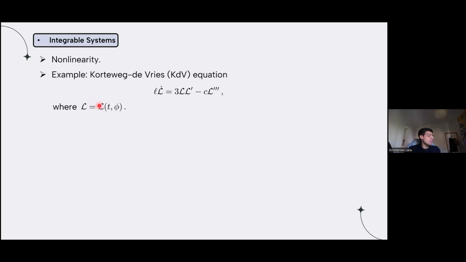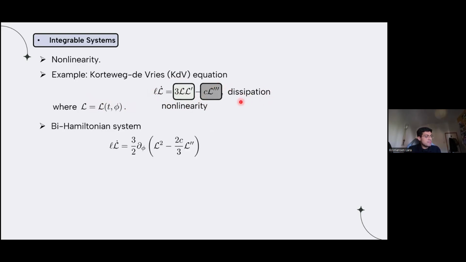which is a function that depends on t and phi. Here l is the AdS3 radius from the gravitational perspective. This is a spoiler. And also c will correspond to the central charge. So what about the structure of this nonlinear PDE? Well, it has two legs. The first leg is associated to nonlinearity, and the second one is associated to dissipation.